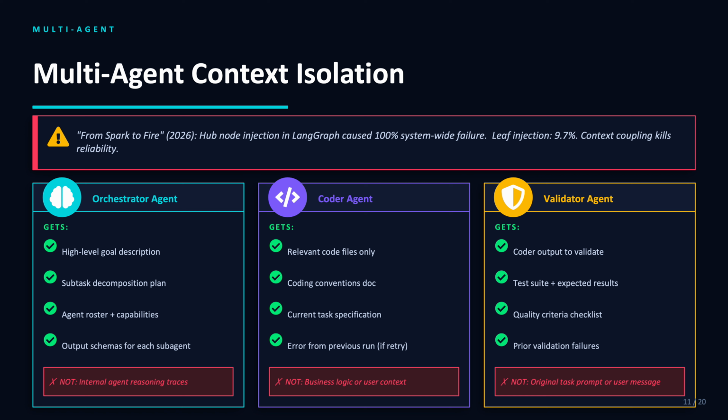The validator agent gets the coder's output to validate, the test suite and expected results, the quality criteria checklist, and prior validation failures. What it does not get: the original task prompt or user message. That information could bias its validation toward confirming what was asked for, rather than objectively assessing what was produced. Role-based context isolation is not just good practice. It is the difference between a system that degrades gracefully under error and one that catastrophically cascades a single bad data point into total failure.